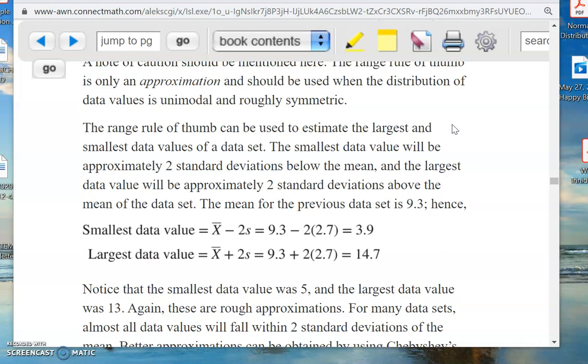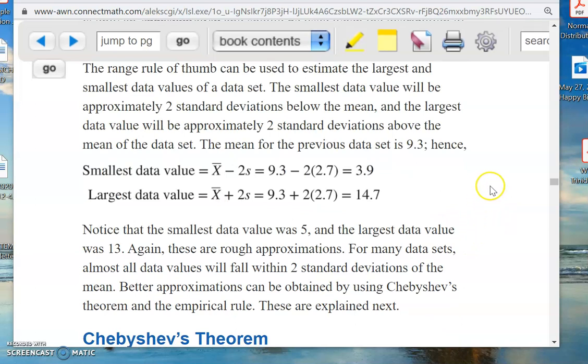Okay, so you can talk about the largest and smallest data value. The smallest data value will be approximately 2 standard deviations below the mean, and the largest will be approximately 2 standard deviations above the mean of the data set. So if I just give you the x bar and the standard deviation, you can approximately tell me what the largest data value is and what the smallest data value is.